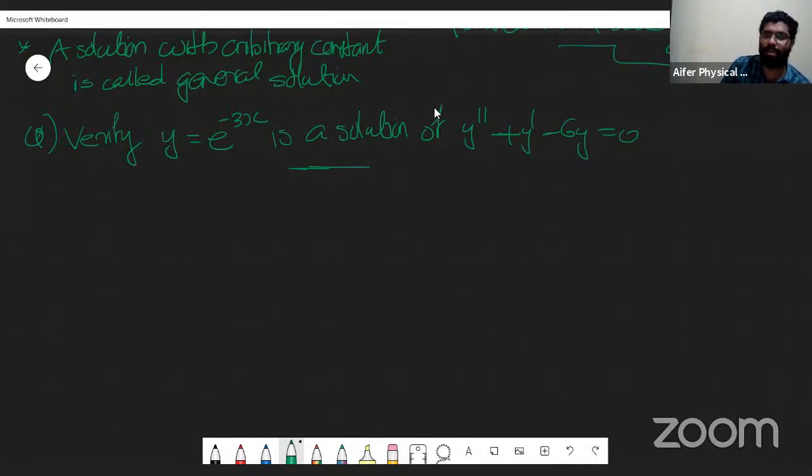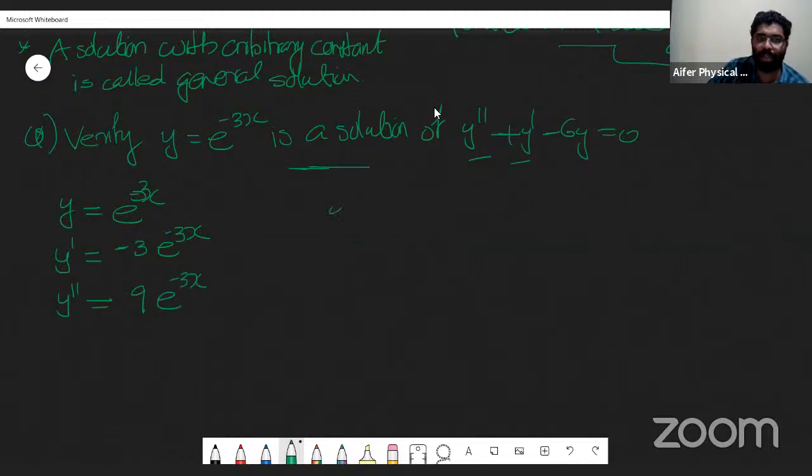So how do you do it? You have this given as the solution, e raised to minus 3x, right? So first you have to take the derivative, because you need the first derivative, second derivative and all. Once you take the derivative, you get minus 3 e raised to minus 3x. If you take the derivative twice, you get minus 3 again, that becomes 9 e raised to minus 3x. So substitute in this equation y double prime plus y prime minus 6y equal to, we have to get 0.